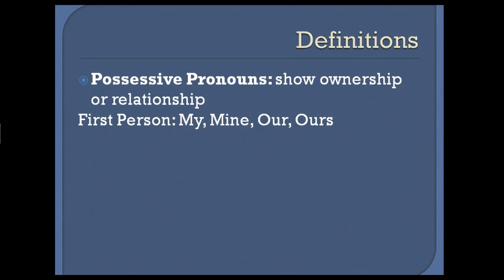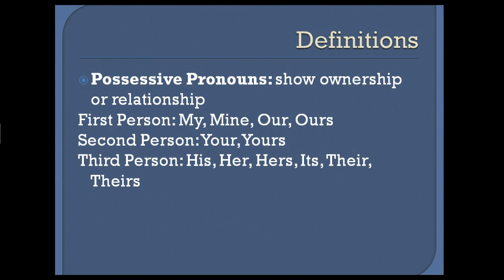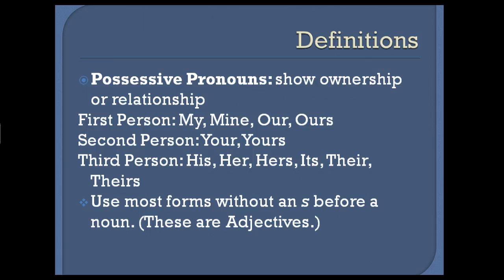Examples of possessive pronouns. First person are my, mine, our, and ours. And yes, we'll talk about when to use each of these. Second person, your and yours. Third person, his, her, hers, its. Notice there's no apostrophe. Their, T-H-E-I-R, and theirs. These are possessive pronouns.